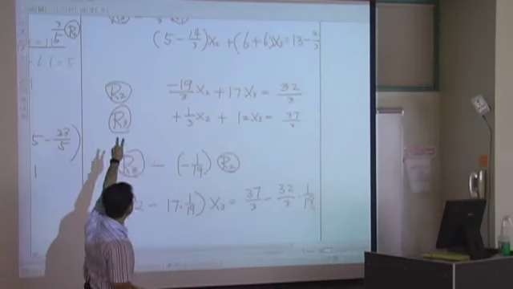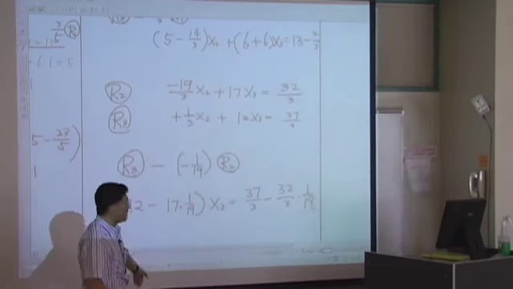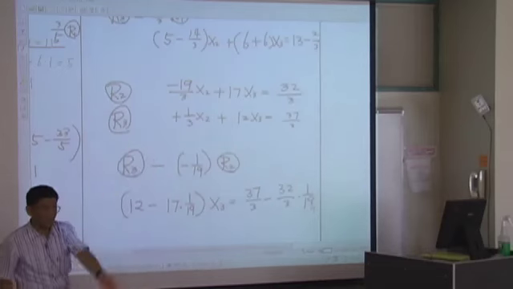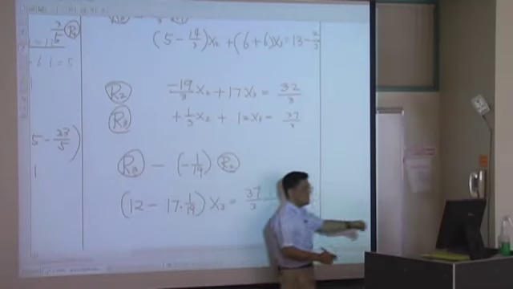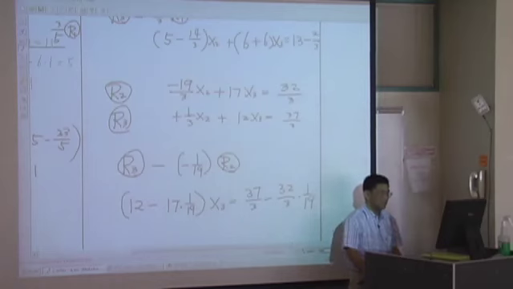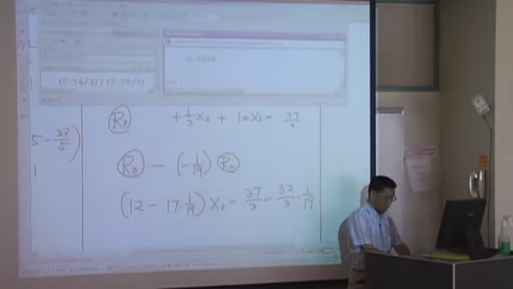By the first 2 steps, we eliminate the first column. By this step, we eliminate the second column. Then let's do the calculation using MATLAB. 12 minus 17 over 19 equals this one. And then the right-hand side, 37 over 3 minus 32 over 3 multiplied by 1 over 19. 11 over this, right?